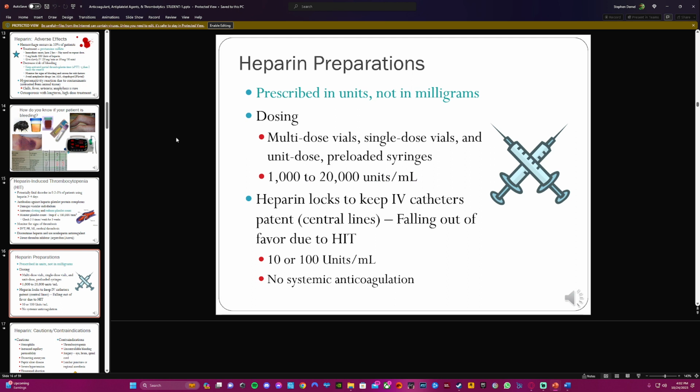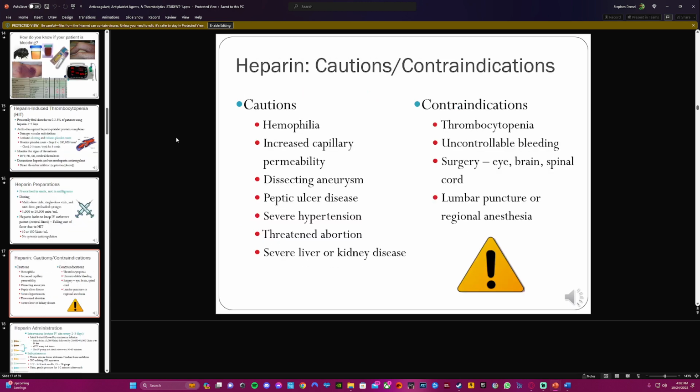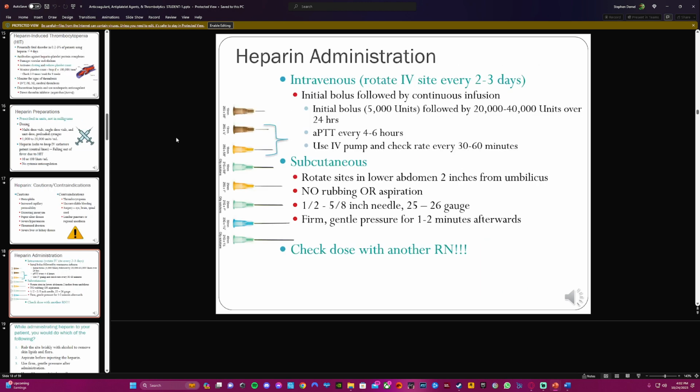Heparin locks are 10 or 100 units per ml, and no systemic anticoagulation. Heparin cautions and contraindications. Cautions are going to be hemophilia, increased capillary permeability, dissecting aneurysm, peptic ulcer disease, severe hypertension, threatened abortion, and severe liver or kidney disease. Contraindications for heparin are thrombocytopenia, uncontrollable bleeding, surgery on the eye, brain, or spinal cord, and lumbar puncture or regional anesthesia.